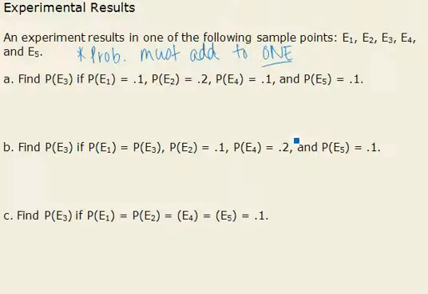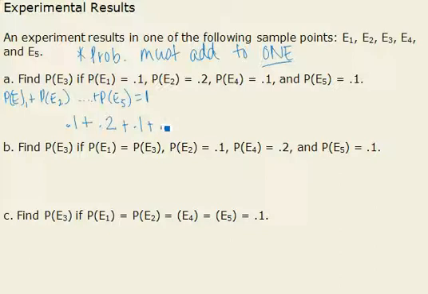Okay, so let's get started. Question A says find the probability of E3 if the probability of E1 is 0.1 and so forth. Well, if we know all of these probabilities have to add together, in general, we would know that the probability of E1 plus the probability of E2 and so on, E3, E4, plus the probability of E5 has to equal 1. Well, E1 is 0.1, E2 is 0.2, E4 is 0.1, E5 is 0.1, and then we're just left with this E3 event, or experimental result, that we don't know the probability of.